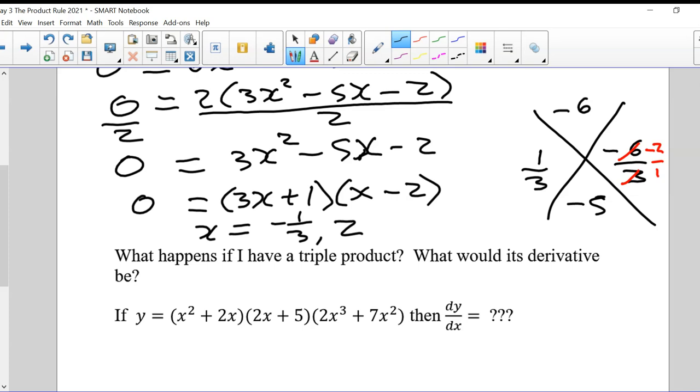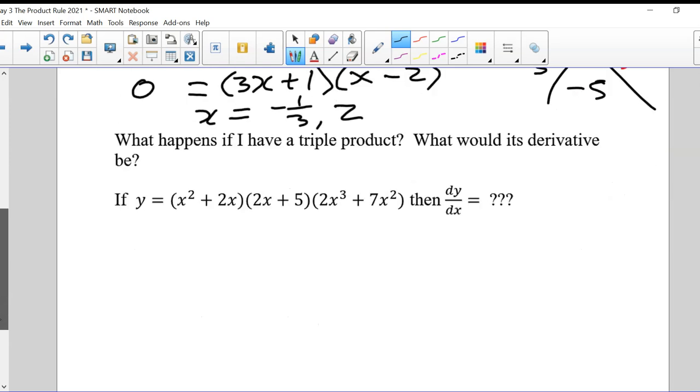Excellent. Okay, good. Well, what happens if I have a triple product? Uh-oh. What happens if I'm multiplying three things, right? Then what does dy dx come out to be? If it's 2, then that doesn't seem too hard. We just learned how to do that. What happens if it's just three things being multiplied or four things or whatever? What if there's a whole bunch of products? Well, it is what you think it is, or hopefully what you think it is.